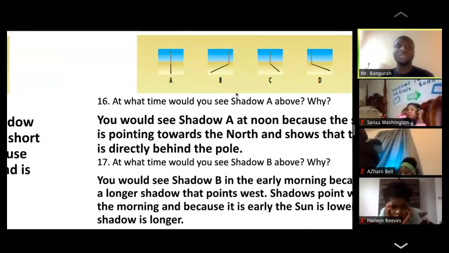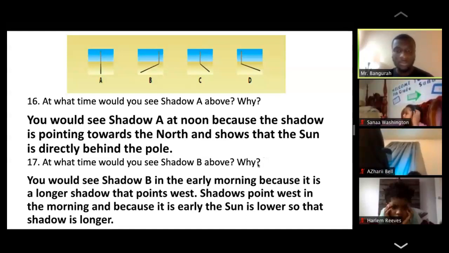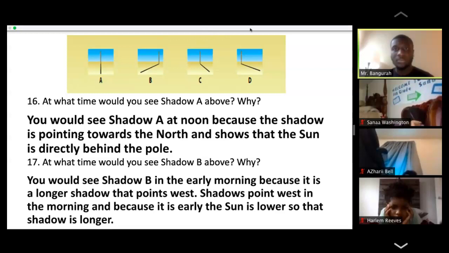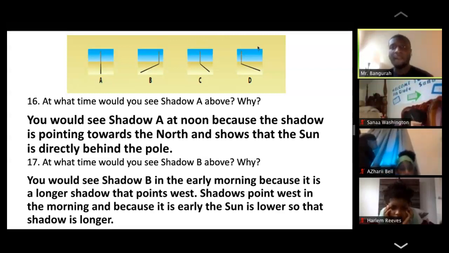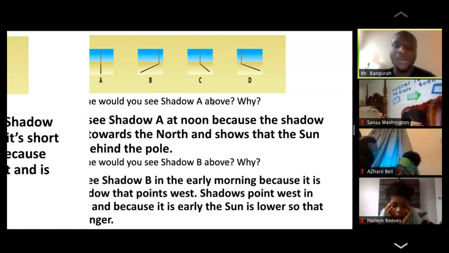Oh, this one should be easy. At what time would you see shadow A above, and why? All right. So when the clock is at 12, that's when the sun is right above us. Okay. So that's why the shadow is gonna be at its shortest point.